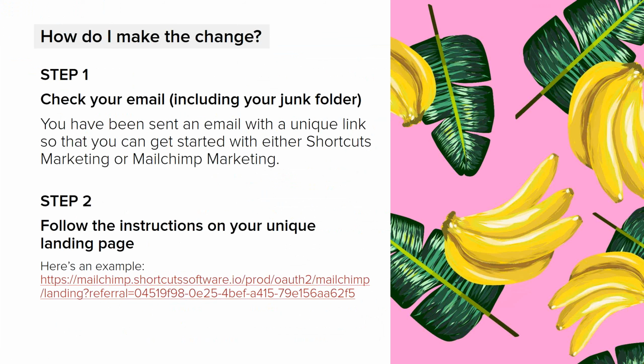So how do you make this change? As I mentioned before, you should have received multiple communications from us via email, most of them, some of them in the mail as well. And that email contains a unique link. That's a unique link to your business that allows you to get started with your marketing. It will allow you to pick an option and also prompt you to create a Mailchimp account and connect your data and get everything flowing.